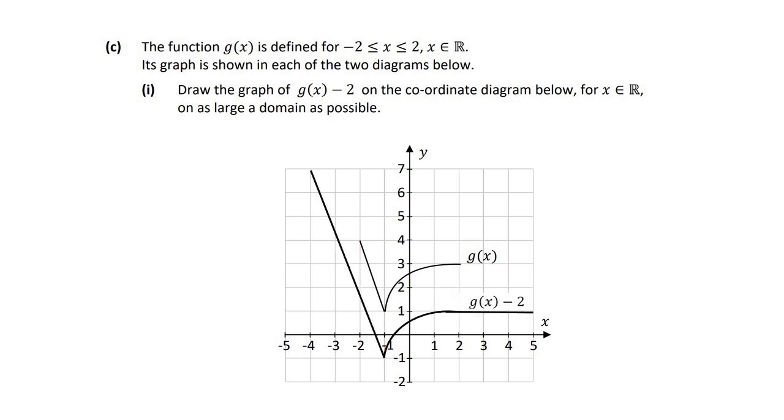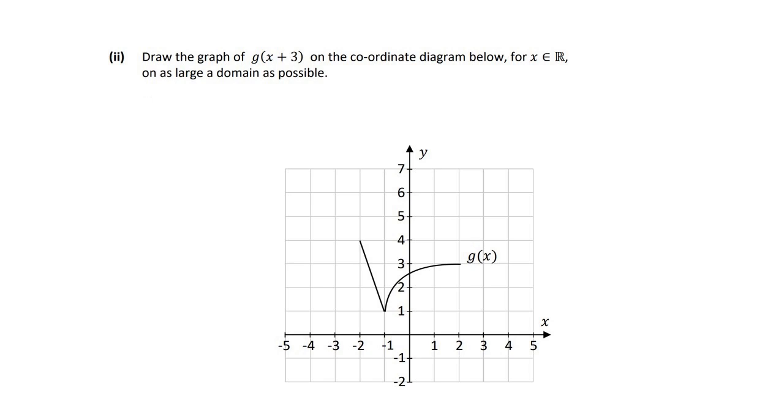We will extend our domain as large as possible, just as the question asks. The second part of this question asks us to plot g(x + 3). This time, the function will move to the left by 3 units. You can verify this by looking at some specific points, just like we did for the previous part.